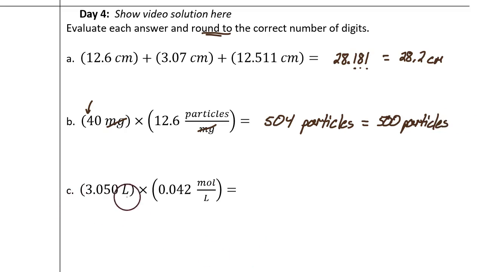Now question C, another multiplication problem. And I notice the label liters will cross-cancel with the liters that's under the fraction bar. Let me slash those out. Now the unit label that remains is moles. The actual multiplication can be done on a calculator. And the result is 0.1281 moles.